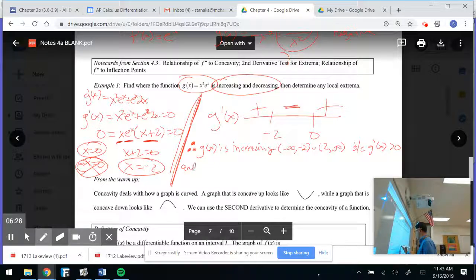And we'll say g of x is decreasing on the interval from -2 to 0, because g prime of x is less than 0.